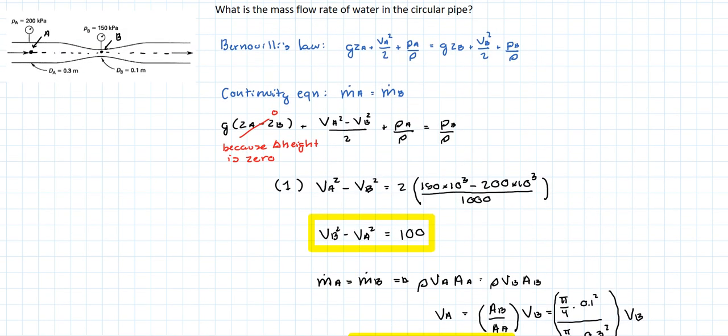All right, so typically when you have a Venturi meter problem, you just need to use some combination of Bernoulli's law and the continuity equation. Don't forget, you can make some simplifications. Sometimes the pressure at A is going to be the pressure at B when they're both equal to the atmospheric pressure, so you can sometimes simplify those.